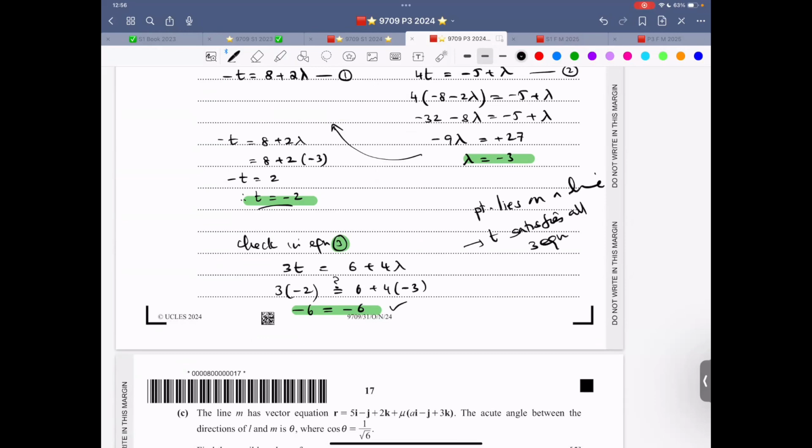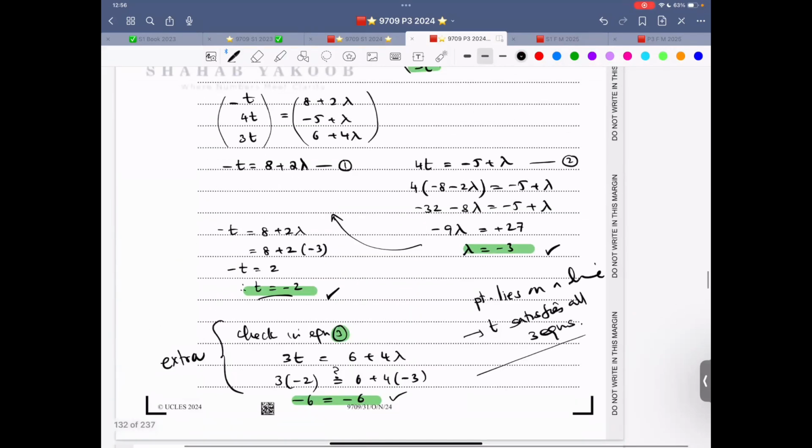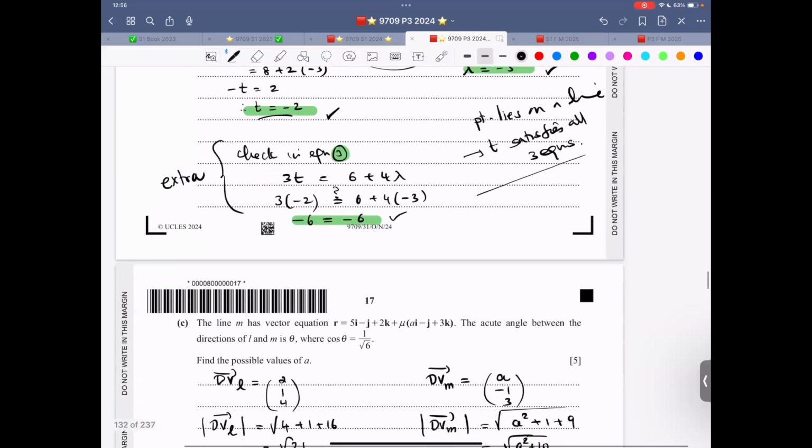So if it was asking whether it lies on the line or not, that is the result. Basically, over here, there was no need as such of checking. This is just some extra stuff that I've done for this particular question. So t is -2, lambda is -3. They were asking the value of t.